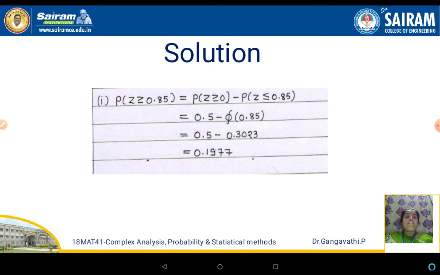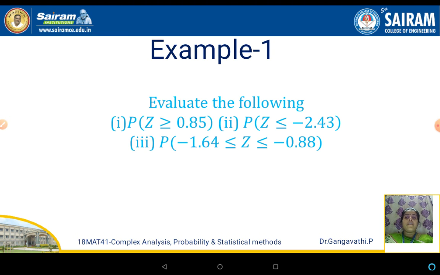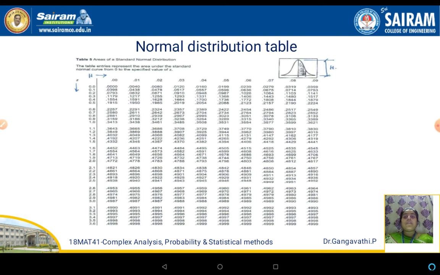What is this phi of 0.85? You need to get it from your normal distribution table, and I'll be explaining that. Here the value of z has been taken as 0.85. So let us go to your normal distribution table. 0.8 you have to take in the vertically downward direction. So where is it? 0.8 is here. You can observe 0.8 is here.